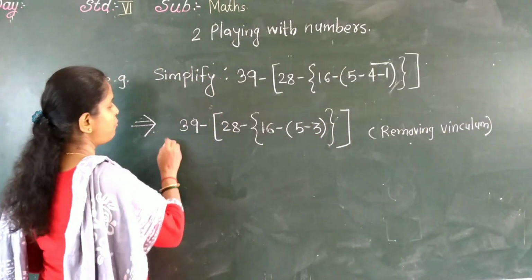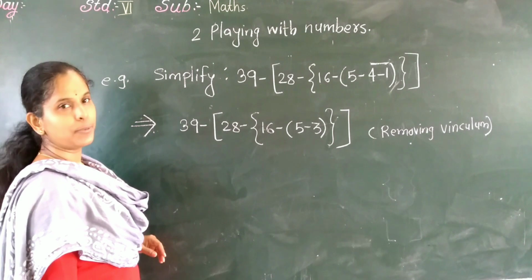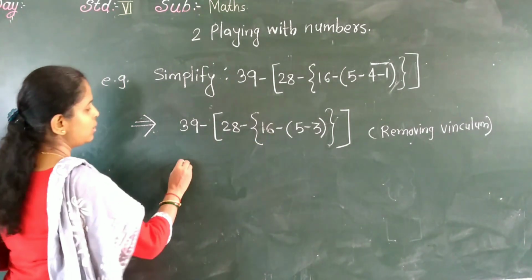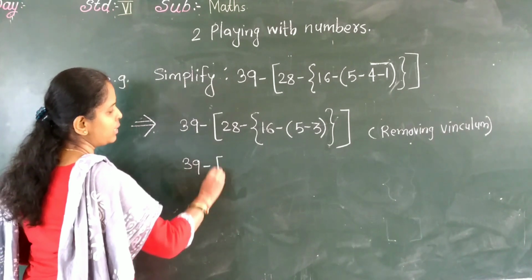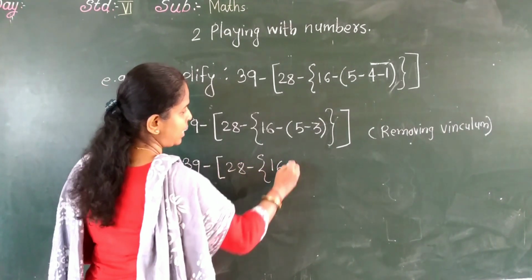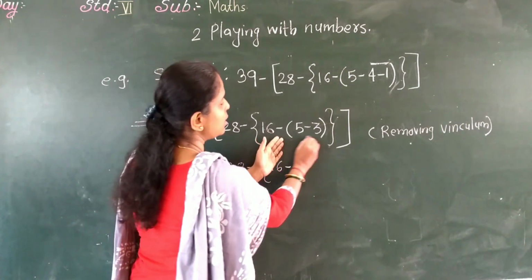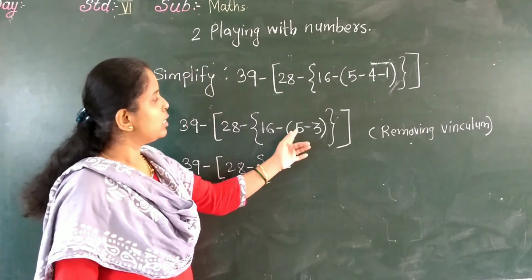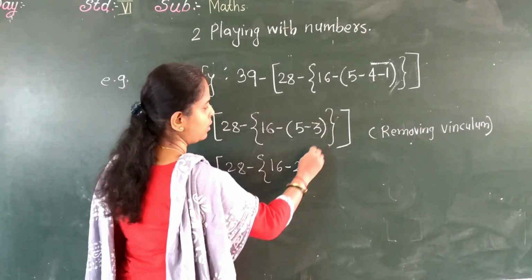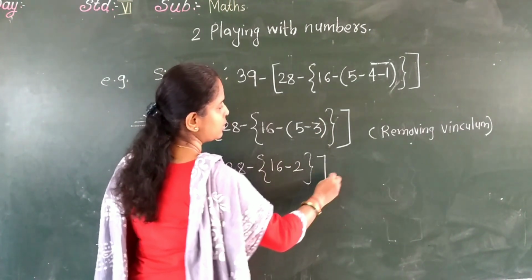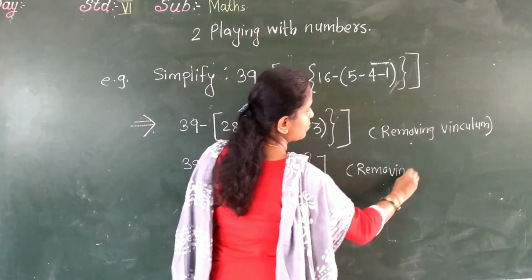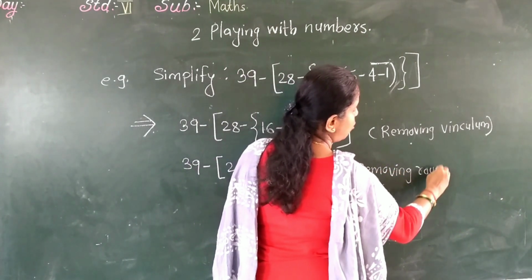Now the next preference, as per the rule, goes to the round bracket. So 39 minus, other things go on writing like that only, minus. Now this round bracket we have to solve. So 5 minus 3 is 2. This is over. Then, removing the round bracket.